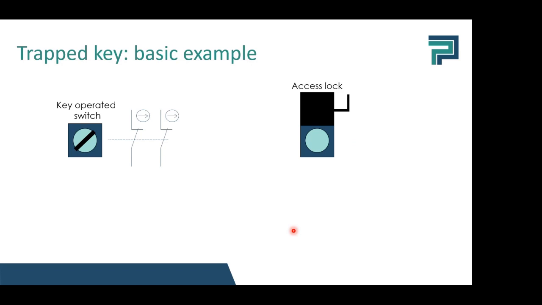Now, if we want to access a hazardous part of the machine, we first have to operate the key switch, and this will cease the hazardous movement in this basic example. Then we have to remove the key and bring it to the access lock, put it in the slot of the access lock. And this gives us the possibility to unlock the guard. And this is just the most basic example, but there are a lot more possibilities with trapped key systems.